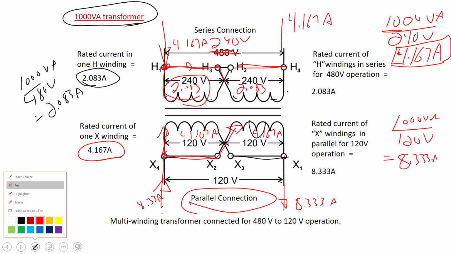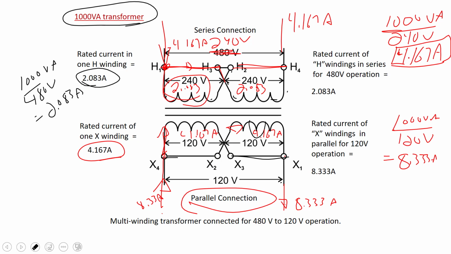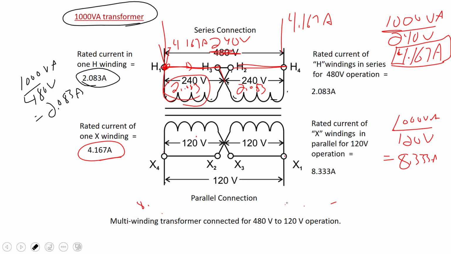If this transformer was connected in series, would we exceed any ratings? Well, let's have a look. Now we're connected up in series, so never mind the parallel connection here. And now we're going to produce 240 here because the voltages will add. So our new secondary output voltage is 240.